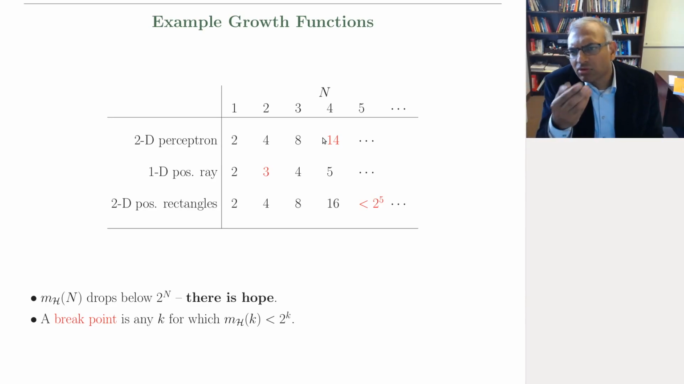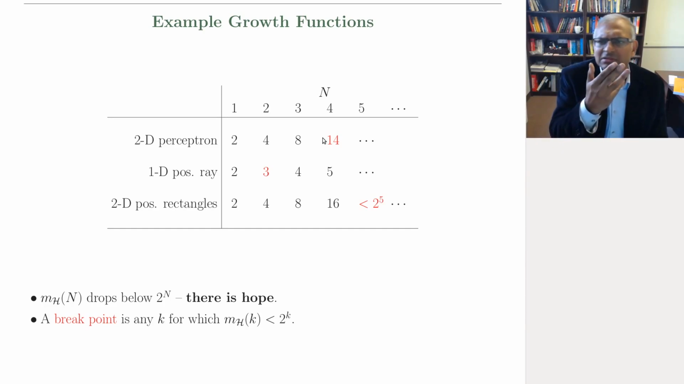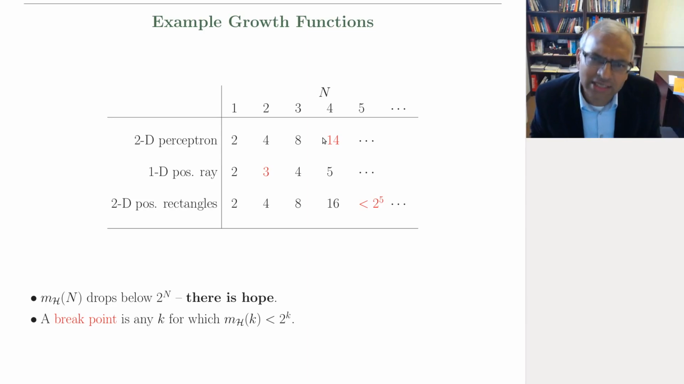A deficiency of this hypothesis set has appeared, and it has appeared at just 4 data points. We thought this is an uncountably large hypothesis set, but it's infantile. It gets destroyed by 4 data points. The one-dimensional positive ray is also uncountably infinite, but that gets broken at 2 data points.